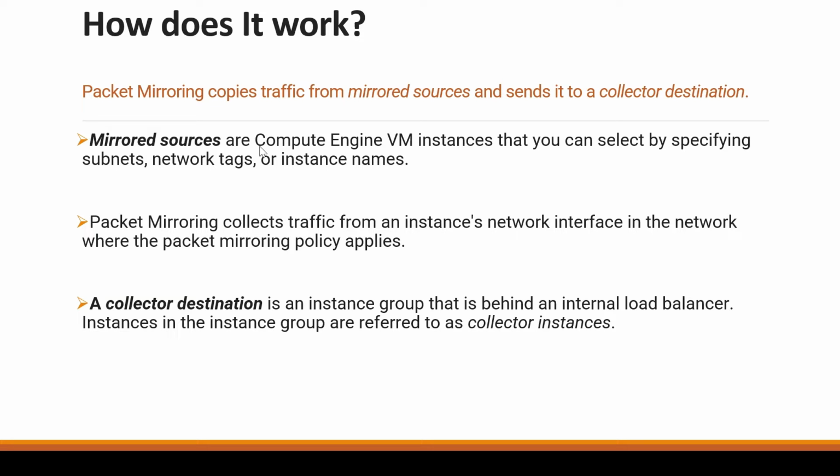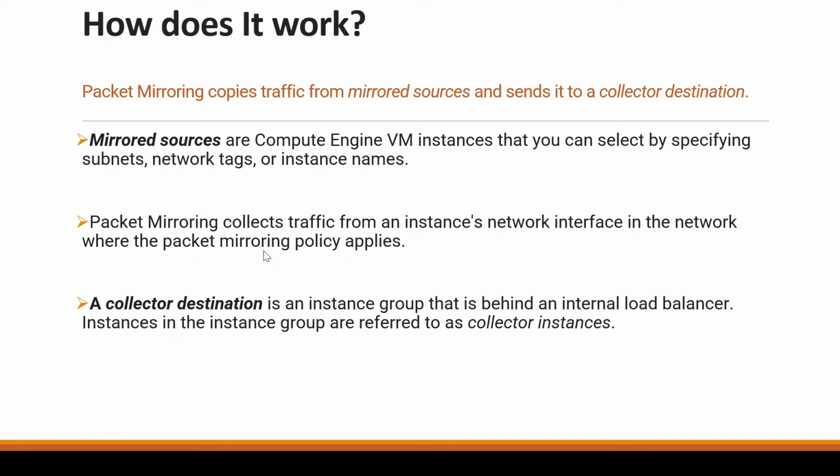A mirrored source can be a Compute Engine VM instance that you select by specifying the subnets, the network tag, or the instance name. If you specify a subnet, all the existing and future instances in that subnet can be mirrored, right? You can also specify your mirrored source based on network tags. If you select tags, then all the sources matching the tags can be captured as mirrored sources. Packet mirroring collects traffic from an instance's network interface in the network where the packet mirroring policy applies. I'll cover this mirroring policy.